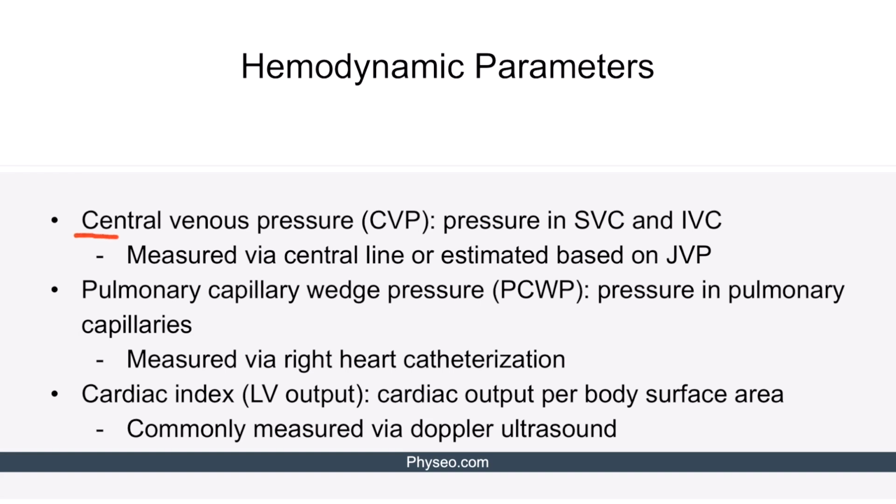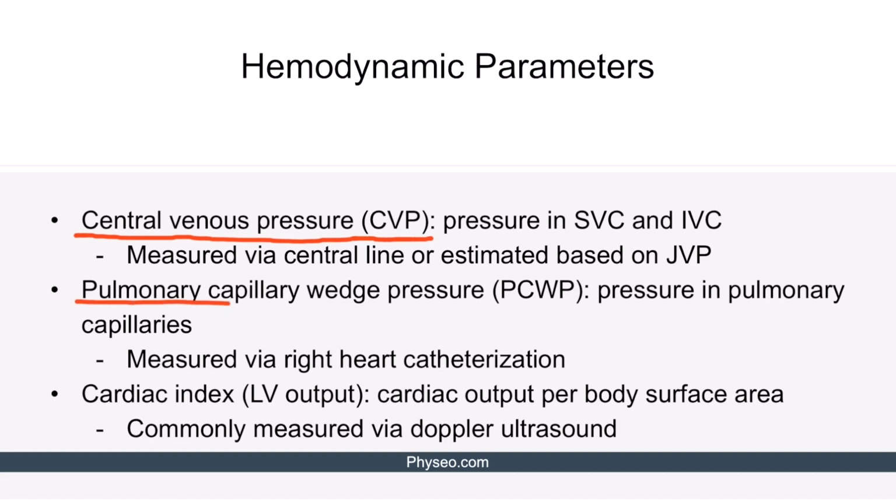So, the central venous pressure, or CVP, is the pressure in the central veins. So, what we're thinking of here specifically are the superior vena cava and the inferior vena cava. So, the central venous pressure is approximately equal to the right atrial pressure, and it's directly proportional to the right-sided preload. So there's actually two ways you can measure it. You can do it directly via a central line catheter, or you can estimate it based on the jugular venous pressure. Okay, so that's CVP.